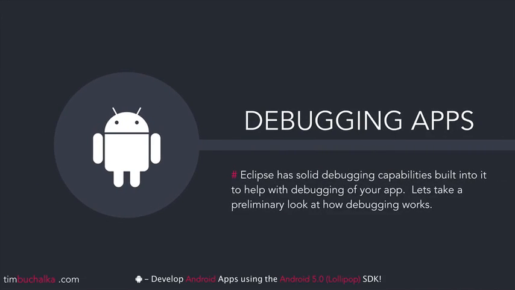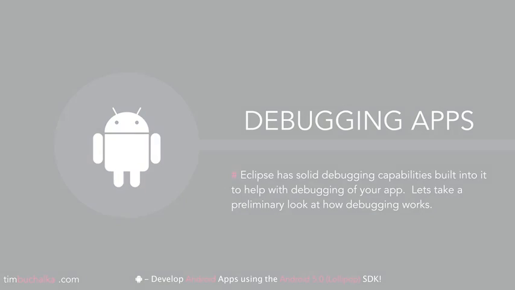In this video, we're going to go through and talk about debugging apps. Now, Eclipse has got solid debugging capabilities built into it, and it's something that you will definitely be wanting to use. Learning how to debug will dramatically reduce the time it takes to find bugs and to get your program up and going again. So let's go through now. I'll go into Eclipse and take a preliminary look at how debugging works.